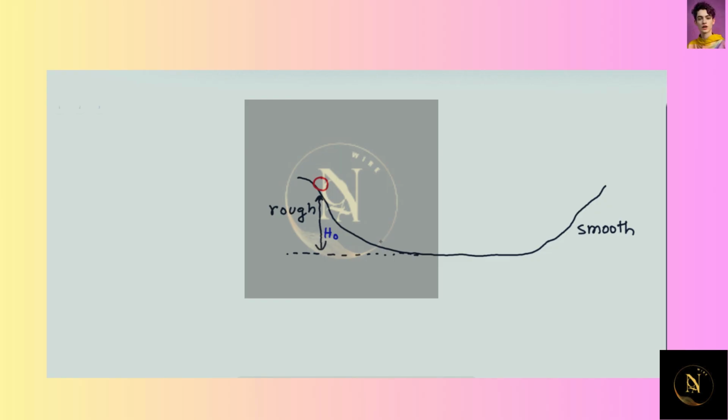As the basketball rolls through the rough surface, the basketball gains some rotational kinetic energy as well as some translational kinetic energy. But as it moves up the smooth slope, its rotational kinetic energy does not change since there is no friction.